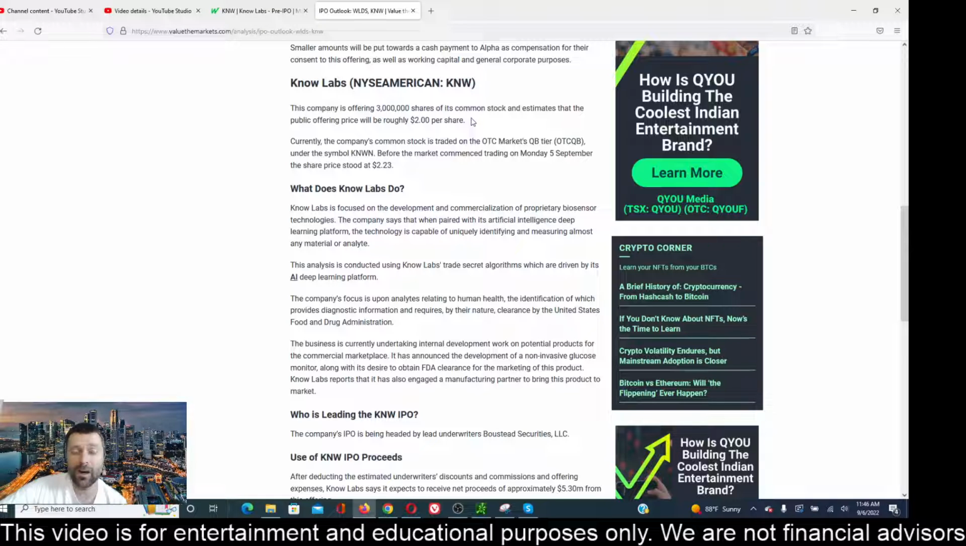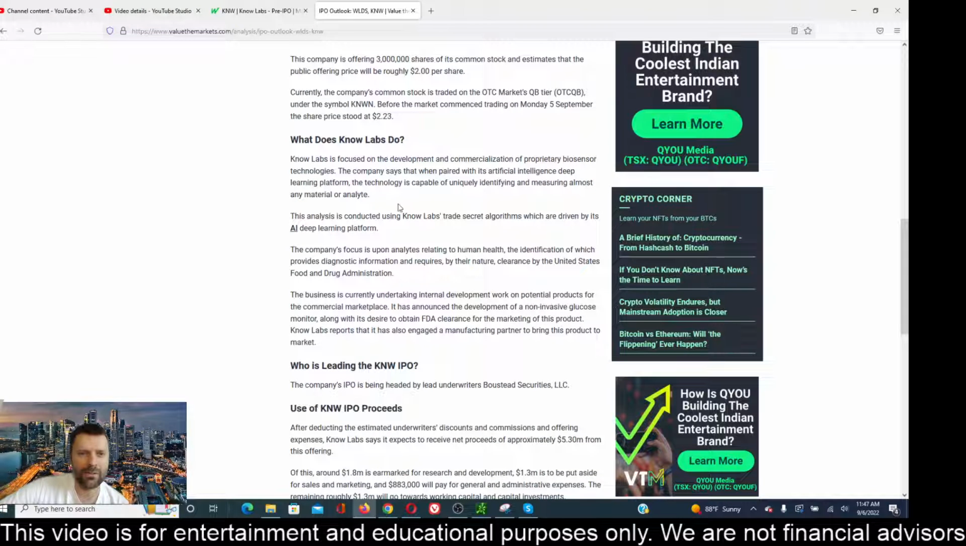So the company is offering 3 million shares of its common stock and estimates that the public offering price will be roughly $2 per share. Currently, the company's common stock is traded on the OTC markets under the symbol KNWN. Before the market commenced trading on Monday, 5 September, the share price stood at $2.23, and I believe they're up over 230 right now. They're having a pretty good day.